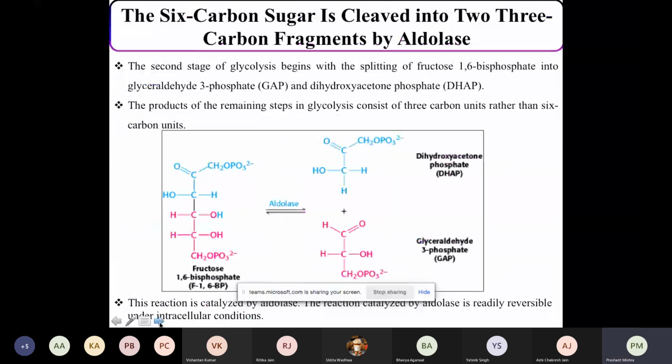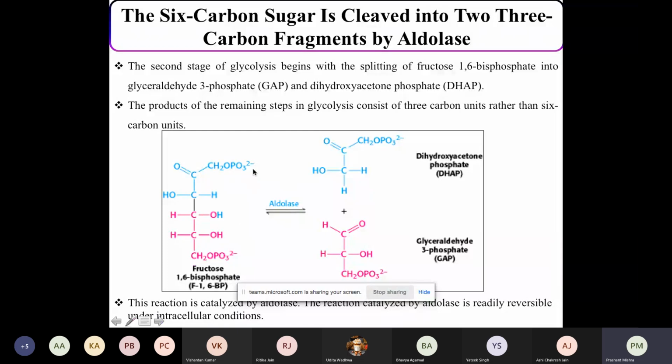Next step is a very simple reaction, but it is very interesting. What you are doing is converting a 6-carbon molecule into two 3-carbon compounds. Here I have given you a reaction which is being catalyzed by the enzyme aldolase. Why is it known as aldolase? It is based on the reverse reaction.